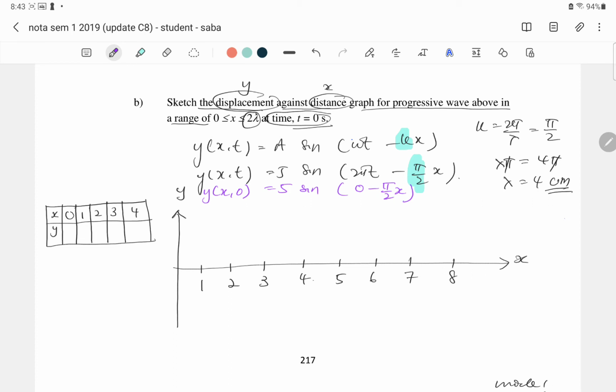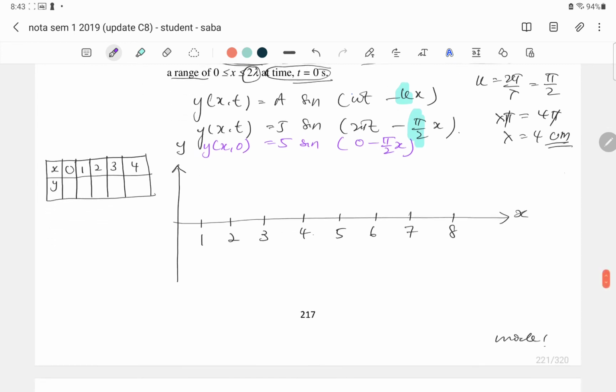Okay, so then you have to substitute. I do it here. Okay, we substitute y. If x is zero, so press the calculator: negative pi over 2 times x, which is zero. Okay, so when you press the calculator, then you have your y is equal to 0. Make sure your calculator is in radian mode.